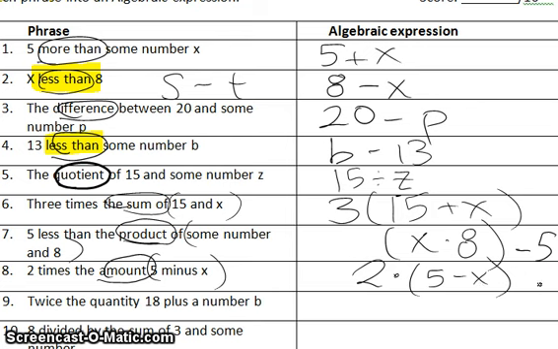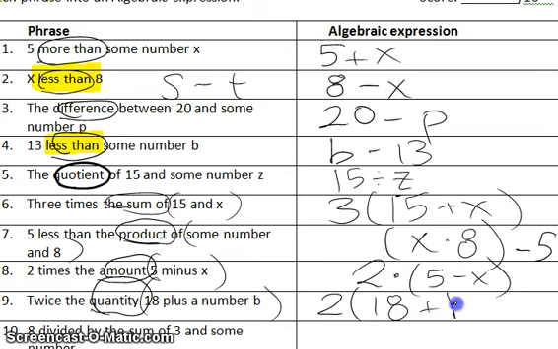Number 9, twice the quantity 18 plus a number b. The quantity is another grouping phrase that we have. So these things come in parentheses. So twice the quantity, 18 plus a number b, is going to be 2 times the quantity 18 plus b, just like that. 18 and b is our group. Twice that means 2 times that.